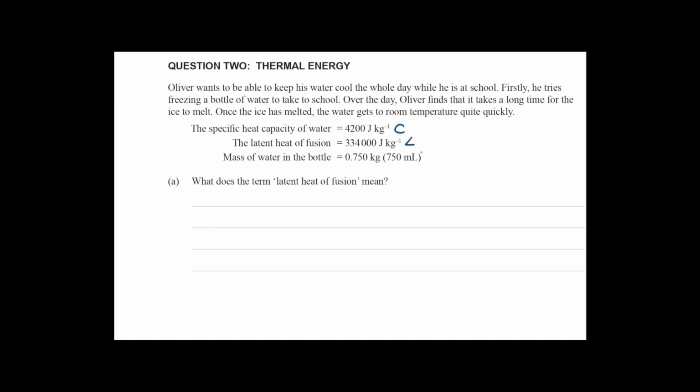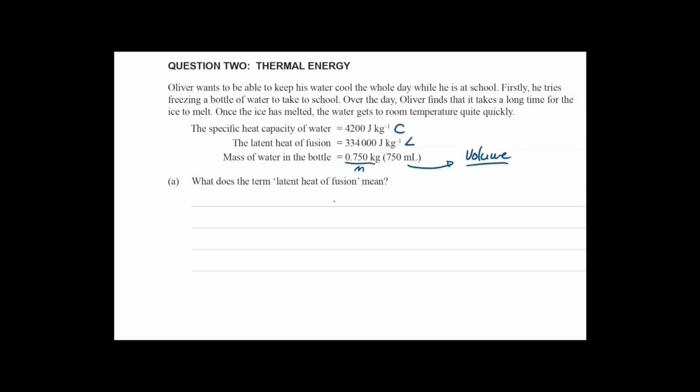Is it in SI units? Yes, it is. It's in joules per kilogram. Mass of the water is 0.750 kilograms, so that's little m. This one here, volume, is not given in any of the formulas, and I suspect it might just be a red herring.